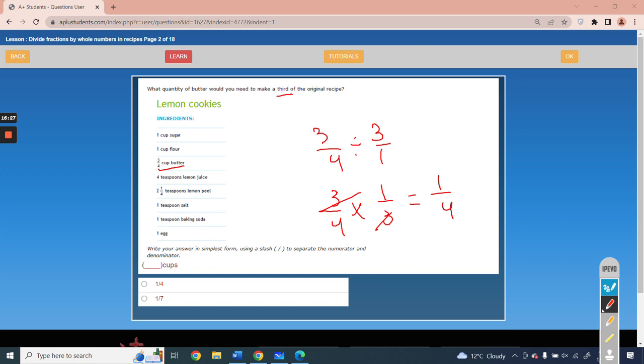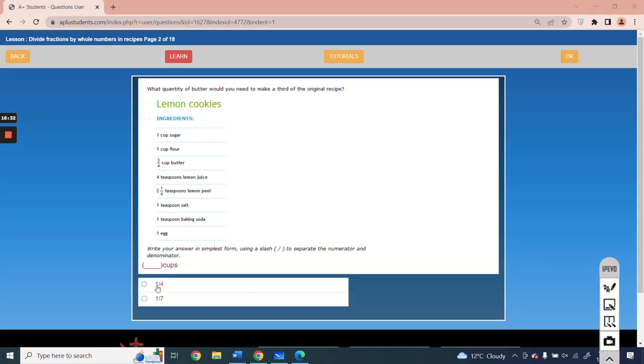The correct option is 1/4. Just select the correct option, then click on the OK button.